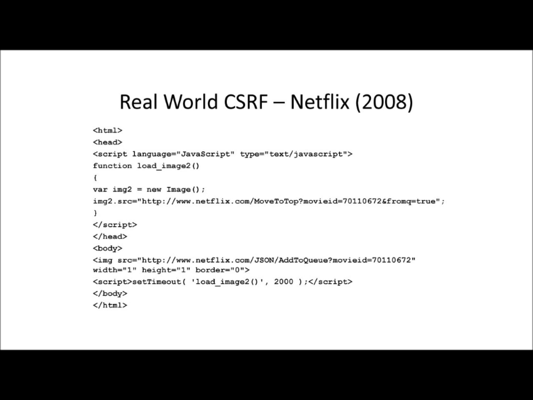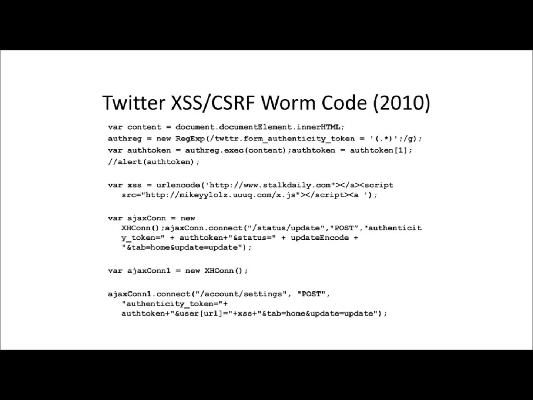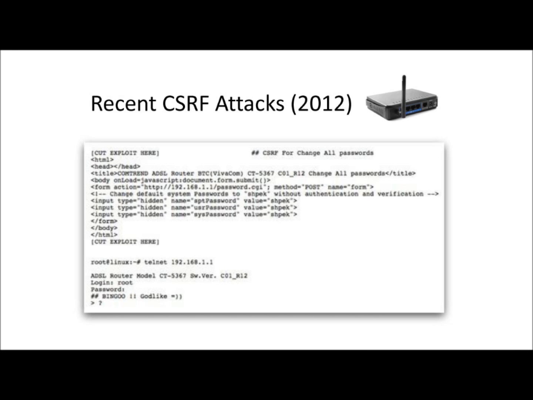And so here's an example of cross-site scripting on Twitter. Here's an example of cross-site request forgery against a home router.